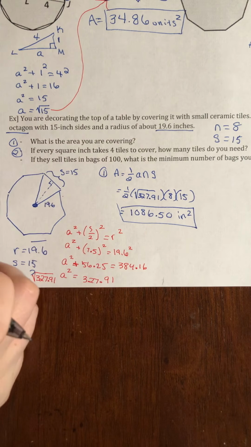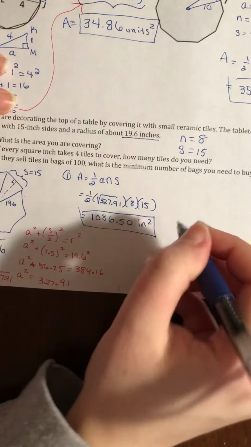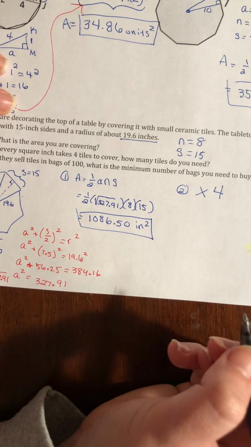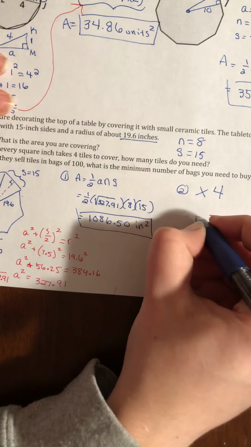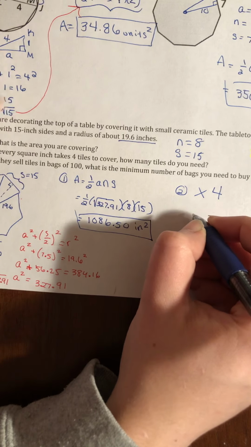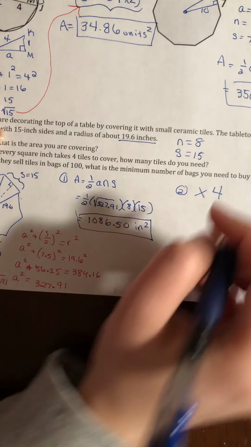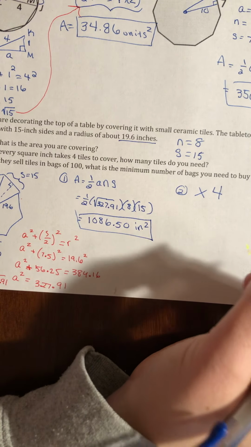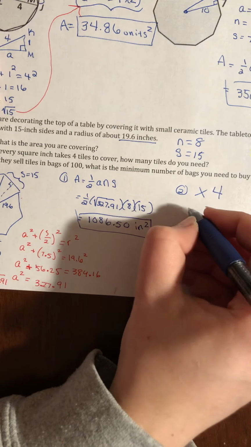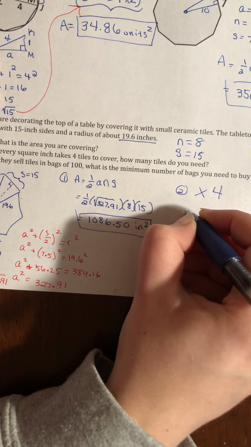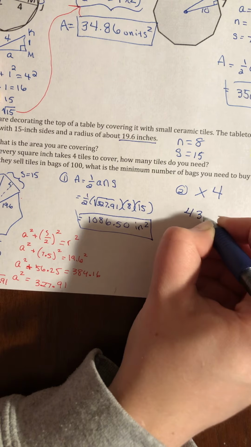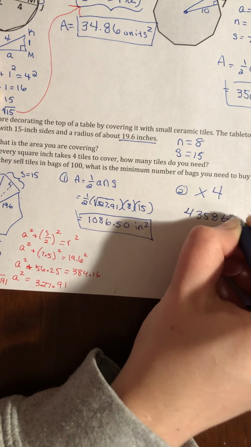If every square inch takes 4 tiles, how many tiles would you need? You'd just multiply by 4. Now, that's actually going to give you an exact number, but if it was a decimal, you'd want to round up because you don't want a missing space. You can always have tiles left over. So you need 4,358 tiles.